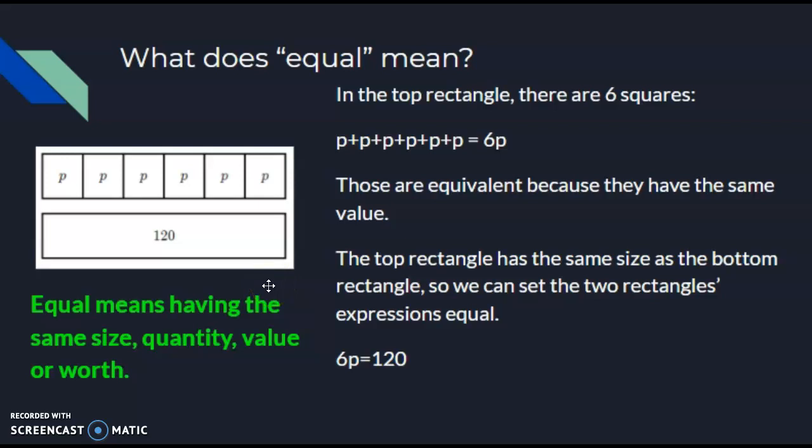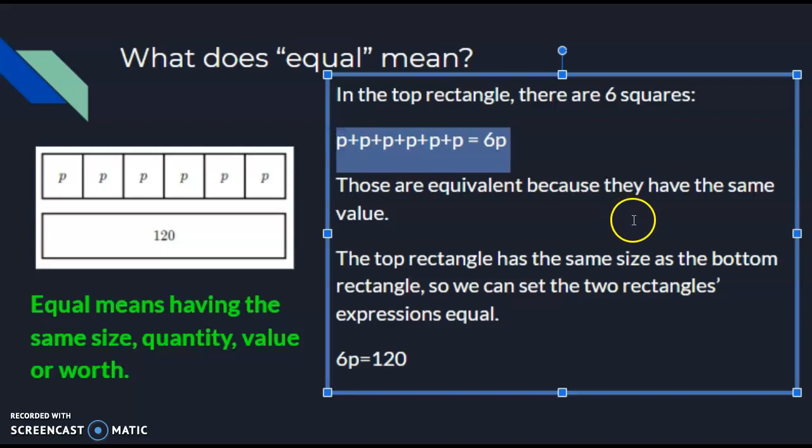Okay, welcome back. So now that we know that equal means having the same size, quantity, value, or worth, we're going to look at this example. In the top rectangle, there are 1, 2, 3, 4, 5, 6 squares with the letter P inside of them. So we have P plus P plus P plus P plus P plus P, which gives us a total of 1, 2, 3, 4, 5, 6 P's.